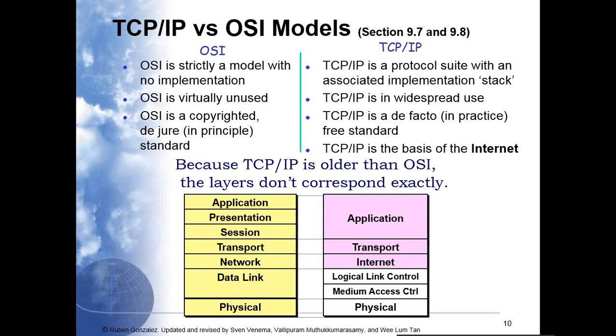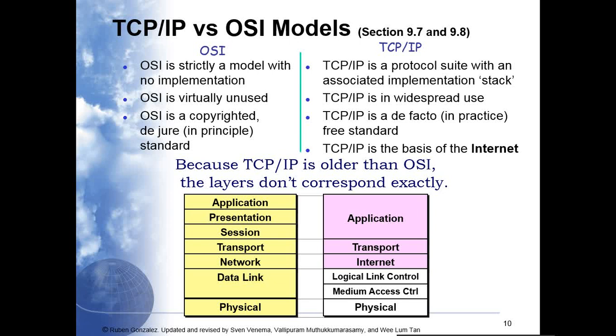There are two different models that we tend to talk about. We talk about the OSI model, which is the reference model, and the TCP/IP model, which is the model that we actually use in practice. So OSI is strictly a model with no implementation. It's not one we use on a day-to-day basis. Some people have probably implemented it, but that's not the point. It's a reference model. It says these are the things that you should be doing if you were going to build an environment for networking. So OSI is virtually unused by itself. It's a copyrighted standard, so it's the reference.